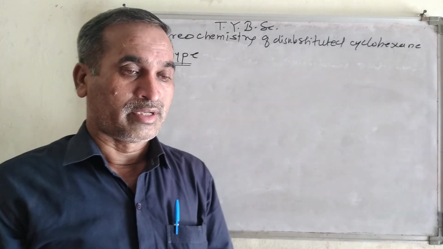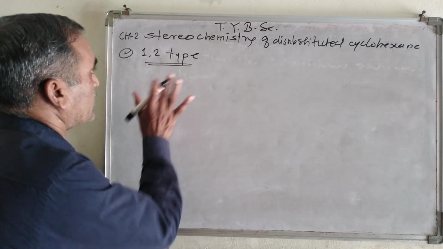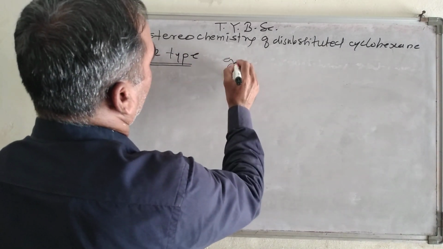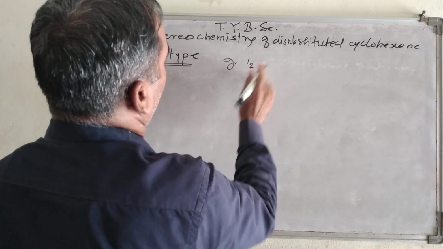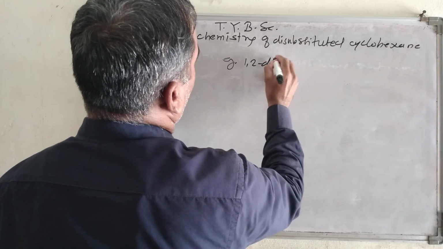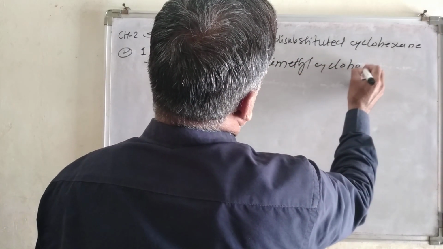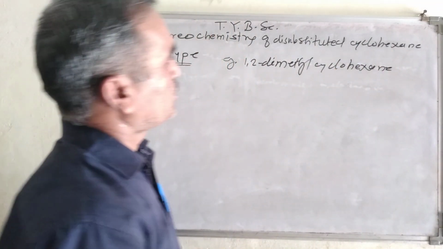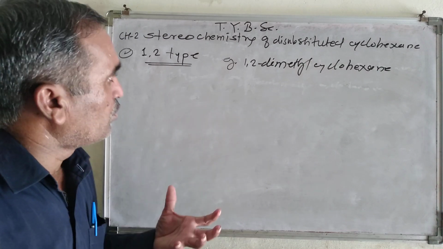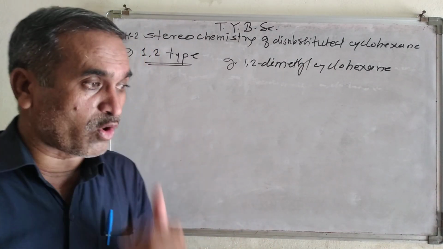These are the things we have learned yesterday, and today we are going to discuss the 1,2 type. For example, 1,2 dimethyl cyclohexane, that is one of the examples. Now here, what is the first point of reference?